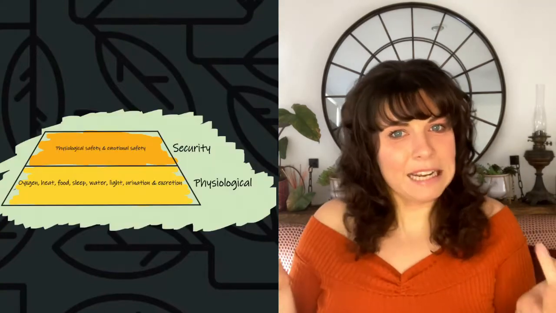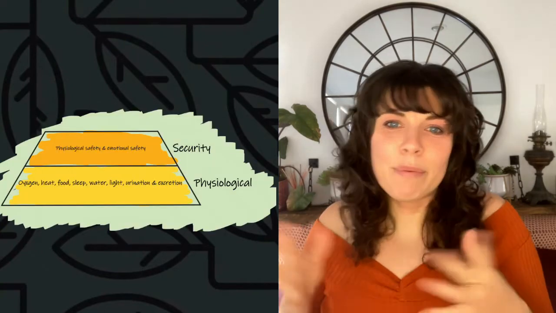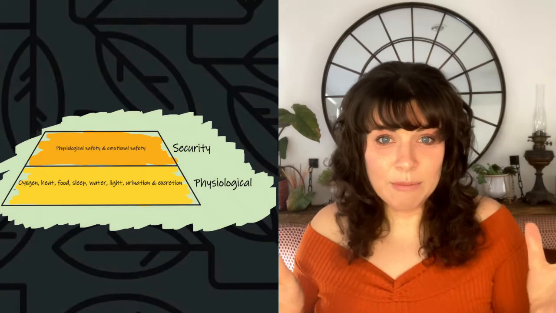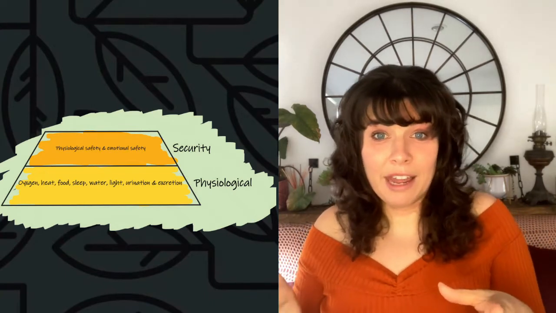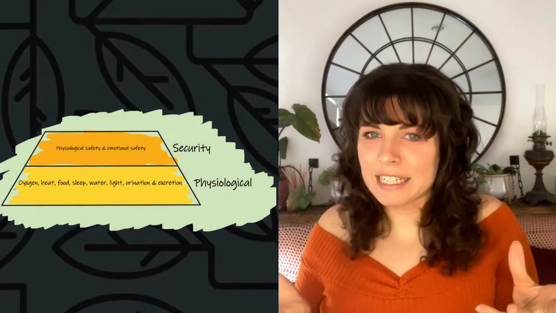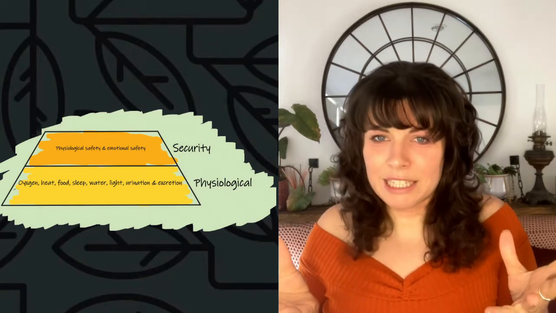So let's begin. The foundation of the hierarchy is the body's physiological needs. I call them essentials because without them, we tend to die. They're pretty self-explanatory, so I'm just going to list them off for you. Oxygen, heat, food, water, sleep, light, the ability to pee, and essentially the ability to poop.